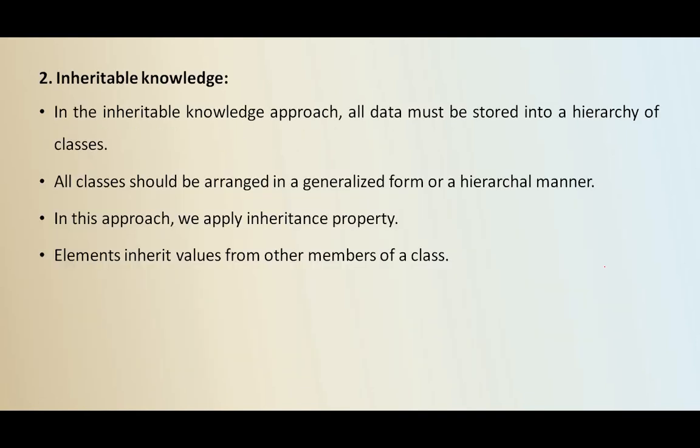Next we are going to discuss inheritable knowledge. What does inheritable knowledge actually mean? Whatever data is stored in some kind of hierarchical manner is called inheritable knowledge. Whatever classes and objects are there in the data, everything can be arranged in a hierarchical manner, and that is called inheritable knowledge. Here we apply the inheritance property to all the classes and all the objects, and whatever elements are there can inherit the values from the other classes. So this is called inheritable knowledge.